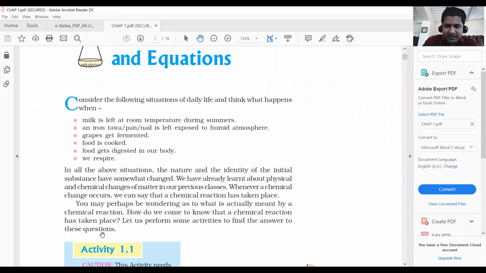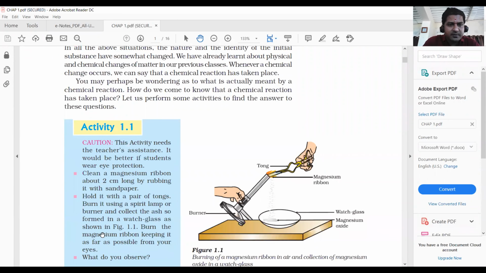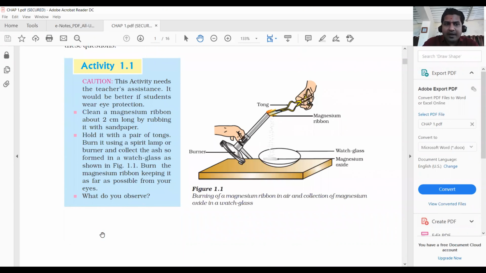Let's perform some activities and find the answer. Activity one. Caution: these activities need the teacher's assistance, and it would be better if the students wear eye protection.